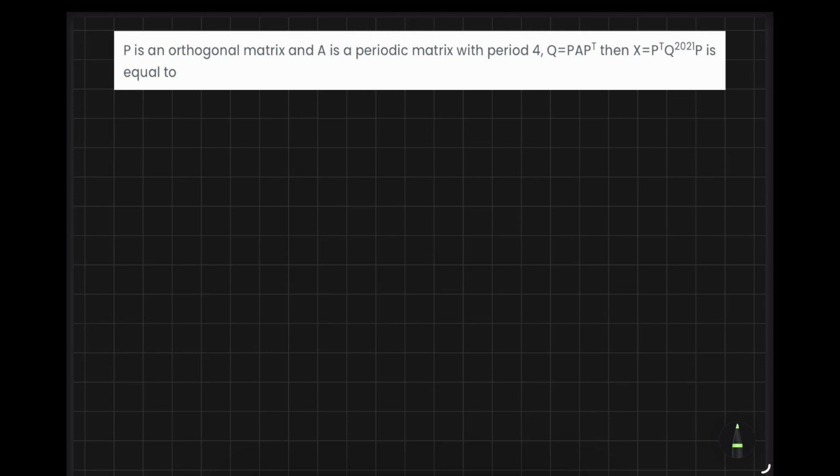So, we are back with a wholesome new question which says P is an orthogonal matrix. So, since P is an orthogonal matrix, we can say that P times P transpose is equal to identity, or P transpose times P will also be the identity matrix. A is a periodic matrix with period 4. Great. This means that A power 5 equals A.